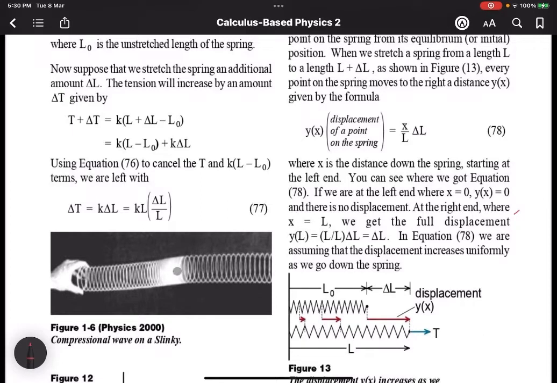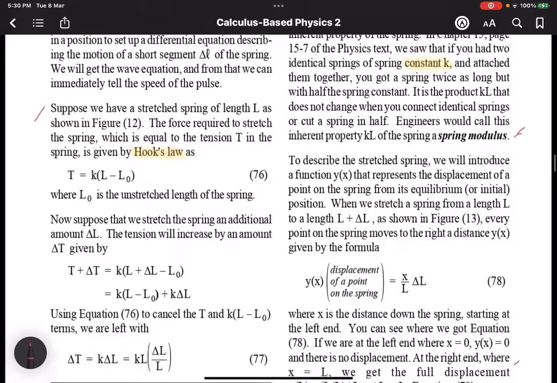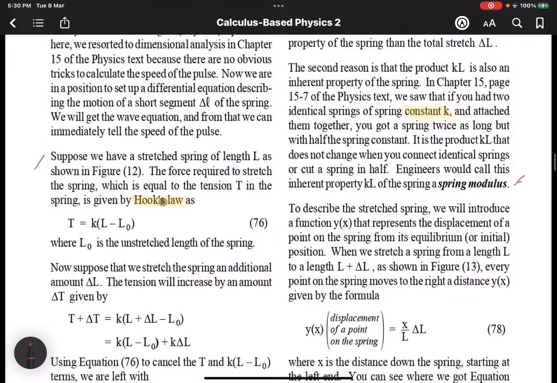Yan. So, itong wave na to, nakikita natin nagta-travel kasi as it travels, kinocompress niya yung spring. Pinagdidikit-dikit niya. Okay. So, yun ang ididiscuss natin, no? Paano i-compute yung speed, yung velocity ng compressional wave na to. So, we begin by defining the Hooke's law.